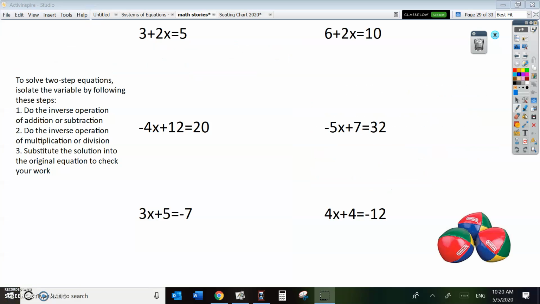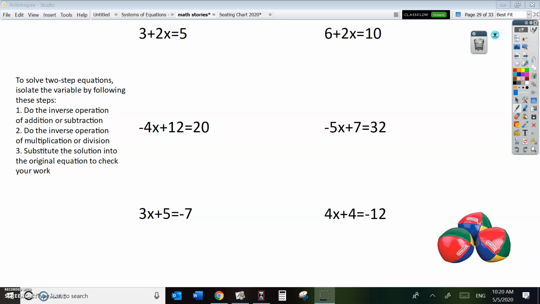The sequence of events for solving two-step equations is this. Step 1, do the inverse operation of addition or subtraction. Step 2, do the inverse operation of multiplication or division. Step 3, substitute the solution into the original equation to check your work.